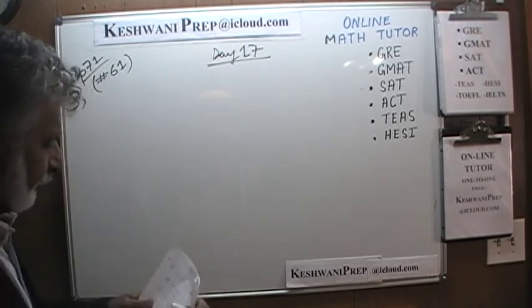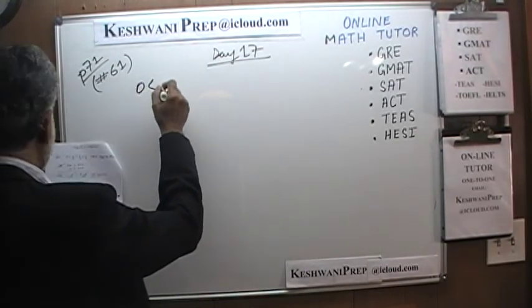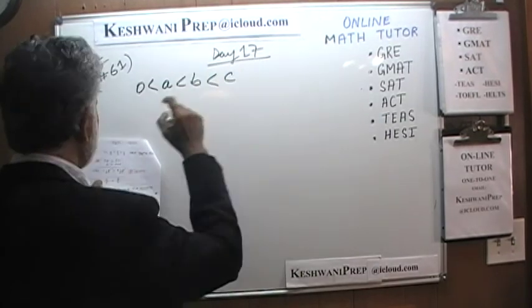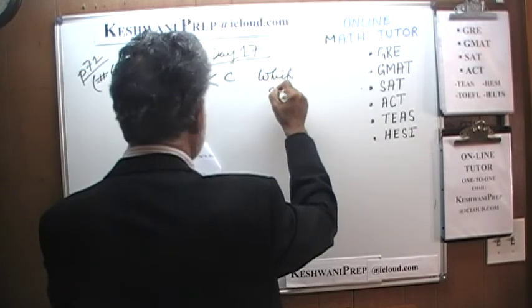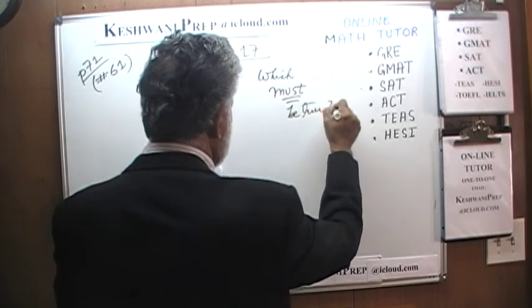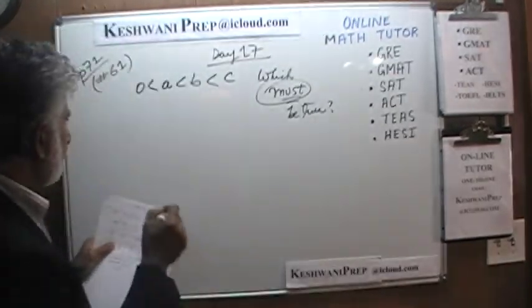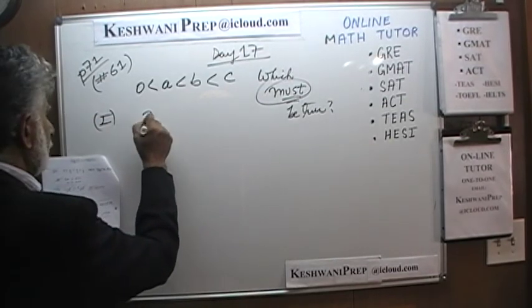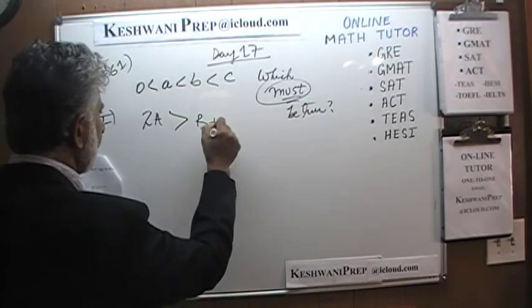Number 61 says that A is greater than 0 and B is greater than A and C is greater than B. The question is, which must be true? The word here is must. Not which of the following may be true, must be true. There are three statements given to us. The first statement says 2 times A is greater than B plus C.